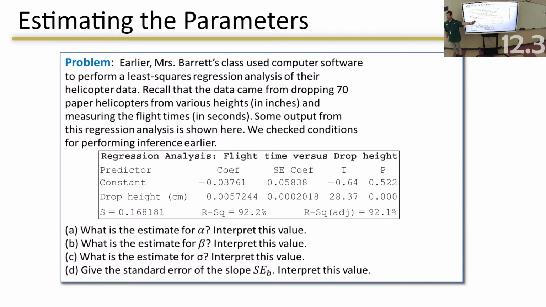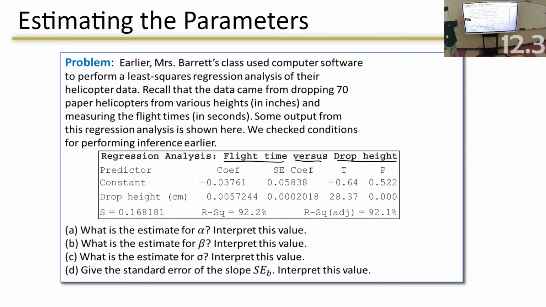You got to know how to read one of these computerized printouts. We did it in chapter 4. Now we got to do it for chapter 12. Regression analysis, flight time versus drop height. Most of the time, they're going to tell you what the x variable and the y variable is. Earlier, Ms. Barrett's class used computer software to perform the least squares regression line of the helicopter. Recall that the 70 paper helicopters were dropped from various heights, measured in seconds. Some output of this regression analysis is shown here. We checked the conditions for performing inferences earlier.